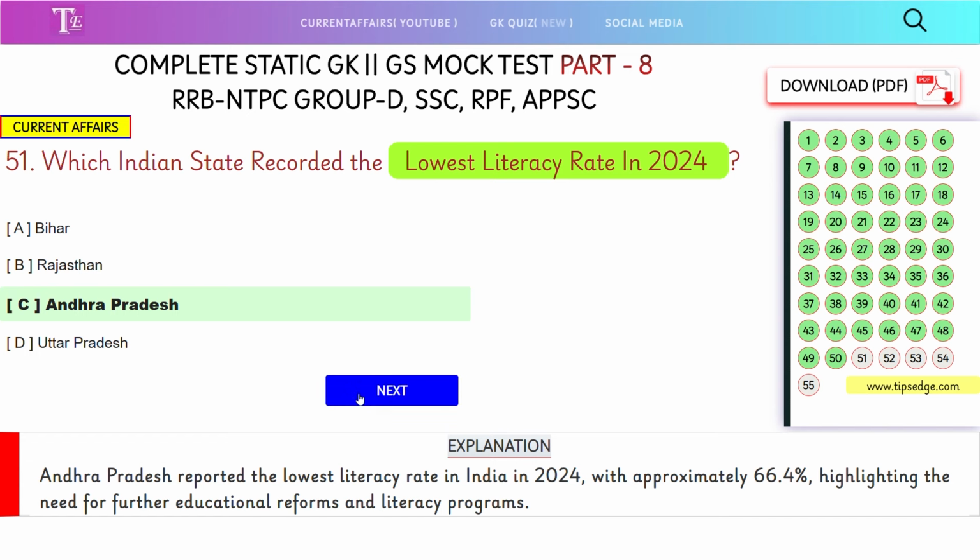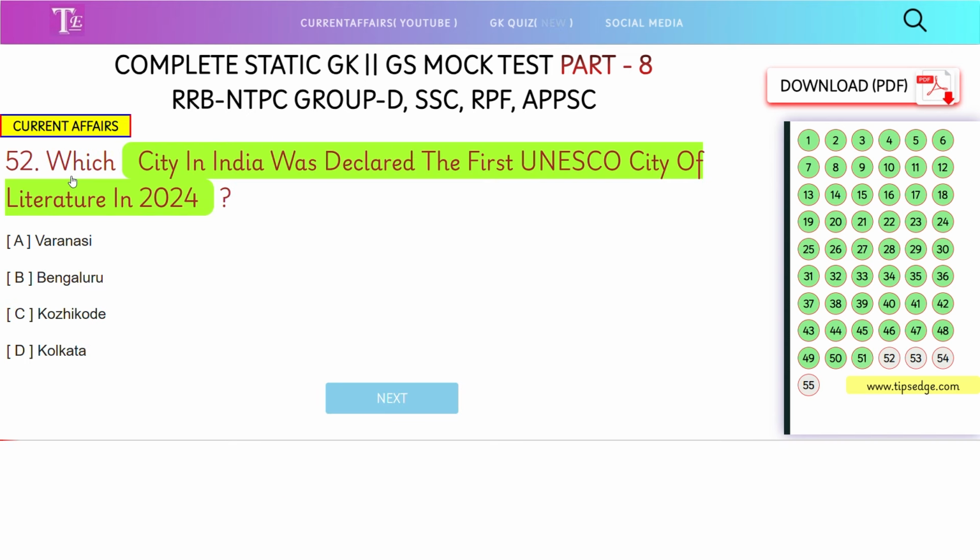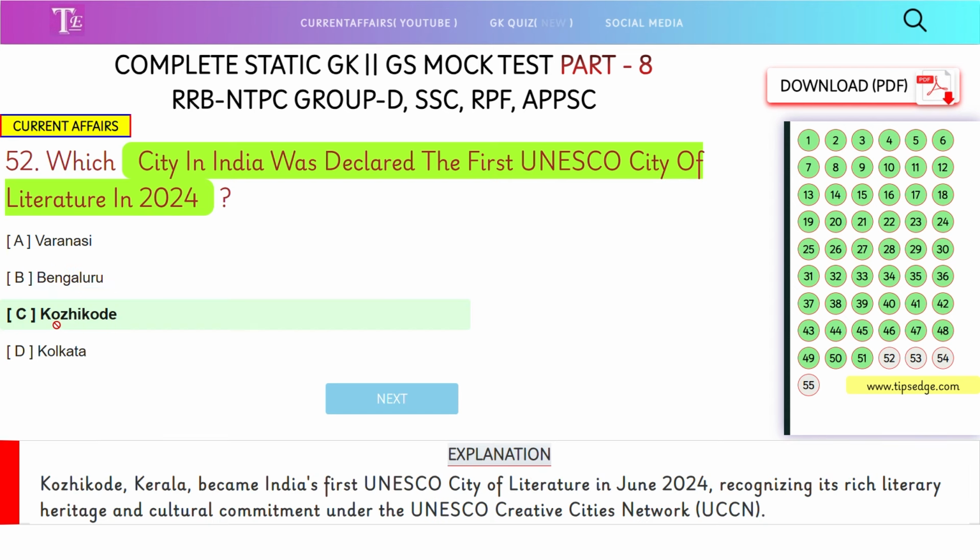Now moving to the 52nd question. Which city in India was declared the first UNESCO City of Literature in 2024? Answer: Kozhikode.